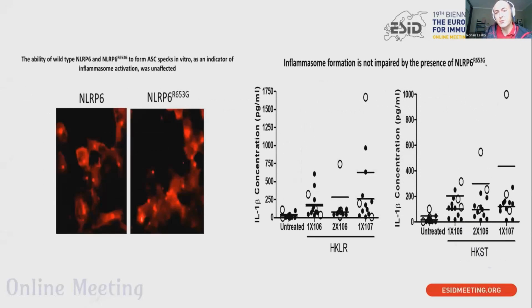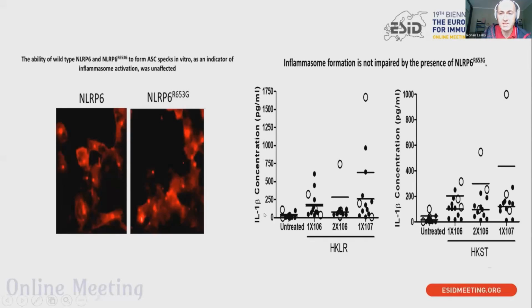So in addition to its effect on the NF-kappa B pathway, the NLRP6 protein is also involved in inflammasome formation. So we examined this. On the left, you can see confocal microscopy comparing ASC specs in cells that have the mutant protein versus cells that don't. And you can see that there isn't any difference in the presence of ASC specs. So no evidence of an effect on the inflammasome produced by the mutant protein.